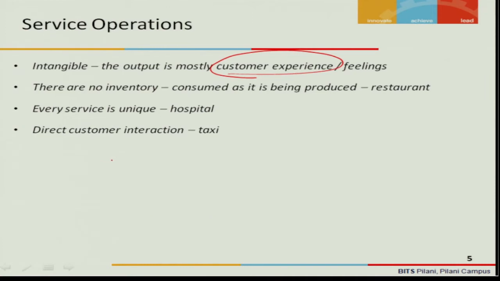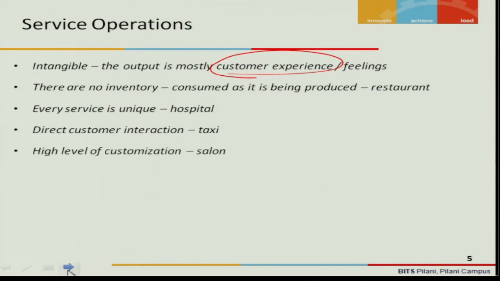There is direct customer interaction, be it a hospital, be it a restaurant, or even if it is a call taxi, it has a direct customer interaction. The taxi driver interacts with the customer. Who is providing the service interacts with the customer directly.